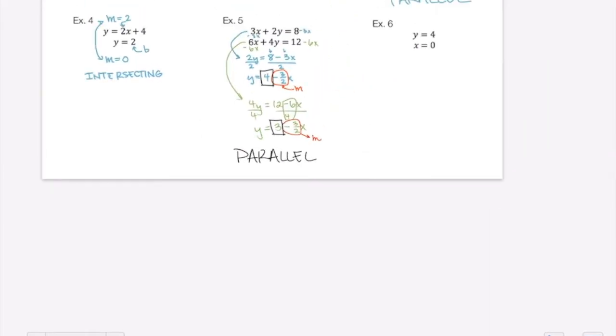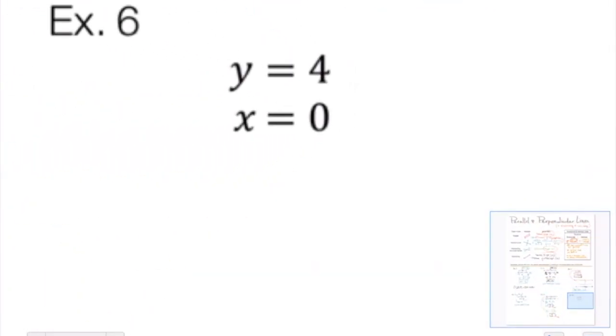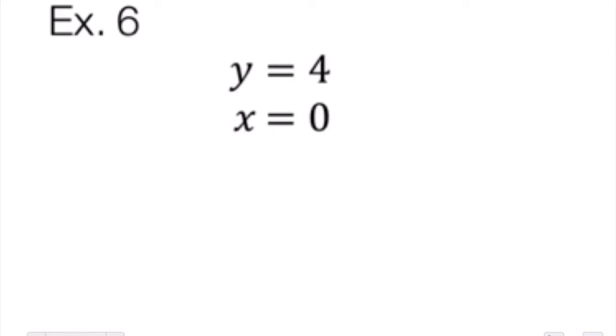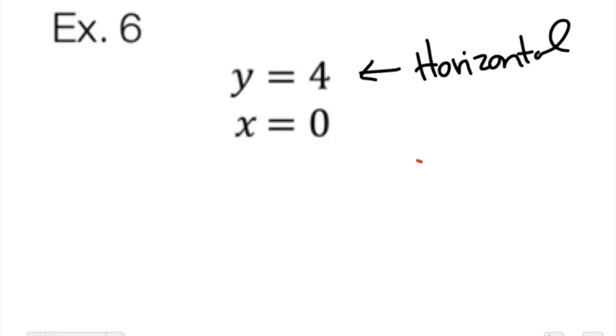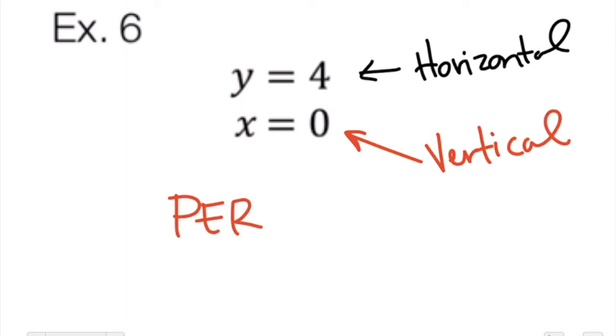And finally, this is just understanding the format of these lines. Hopefully you know that these are going to be horizontal and vertical. The top one is our horizontal line. Remember, horizontal lines have a slope of 0. The bottom one is a vertical line, and all horizontal lines are perpendicular to vertical lines.